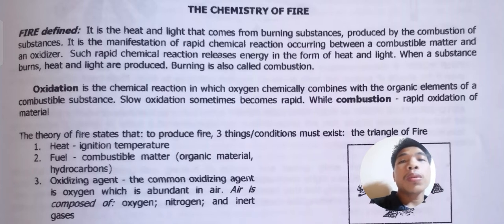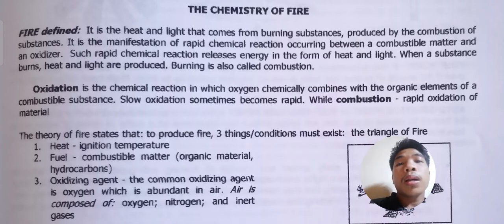combustion. Next would be oxidation, the chemical reaction in which oxygen chemically combines with the organic elements of combustible substances. Slow oxidation sometimes becomes rapid, while combustion is rapid oxidation of materials. So simply, it means oxidation is the chemical reaction in which oxygen combines with the organic elements to create fire.